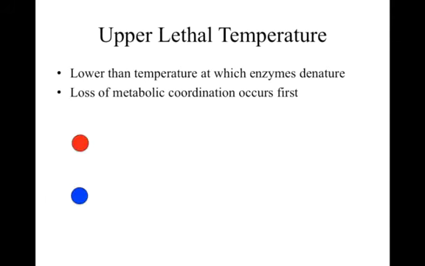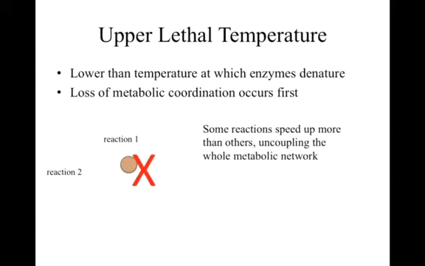Unfortunately, as I heat up the temperature, what ends up happening is that not every reaction speeds up at the same rate. And so reaction 1 might speed up a lot faster than reaction 2. And as a result, the product for reaction 1 is present long before the product for reaction 2 gets there. And that means it does its own thing, it does something else, and that's where the pathway breaks down. And so, if you don't have this finely timed ballet, then the whole system can break down and you don't have the right end product made, and that causes the organism to die. So again, some reactions speed up more than others, and this uncouples the whole metabolic network, and that's lethal.